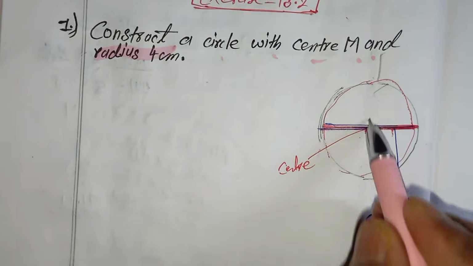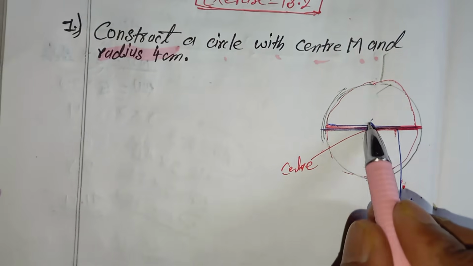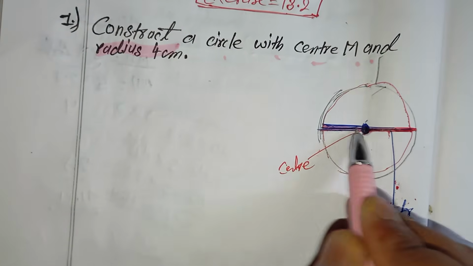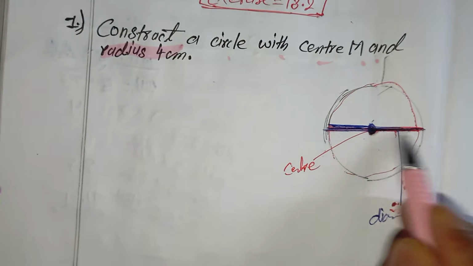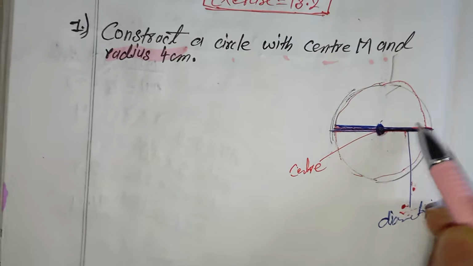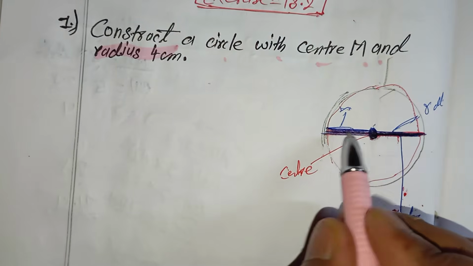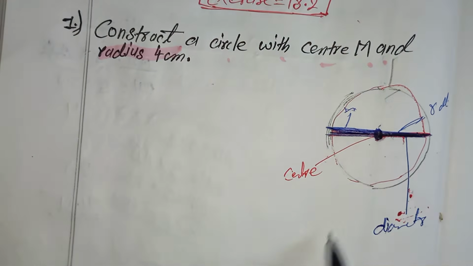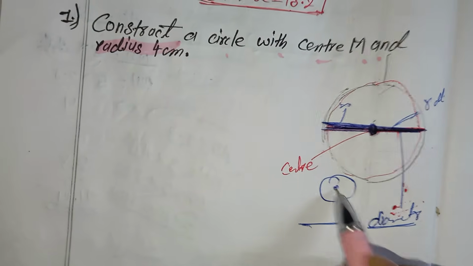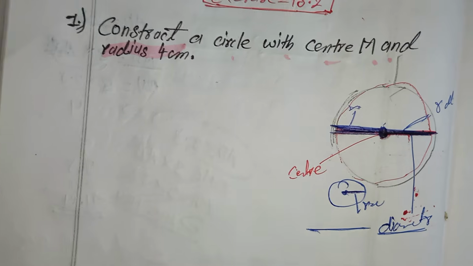If you take the half of the diameter, the center divides this diameter into two parts, one this part and another this part. The half part is called the radius. From the center to the circle is called the radius. This part is called radius, and this half part is also called radius. But when you take this full part, it is called the diameter.